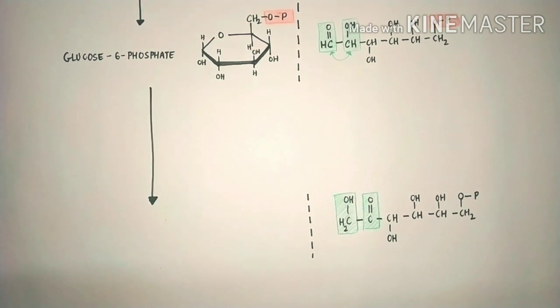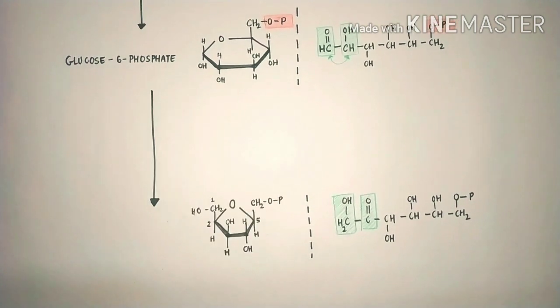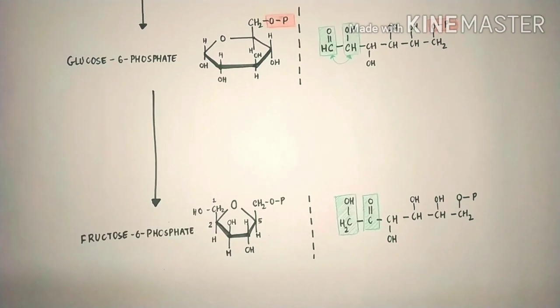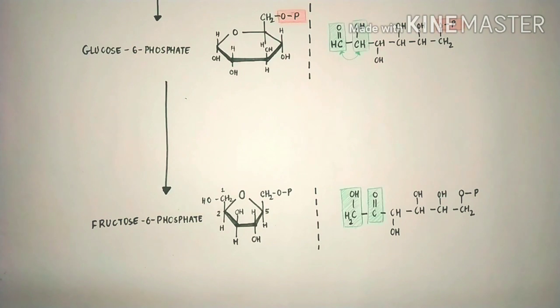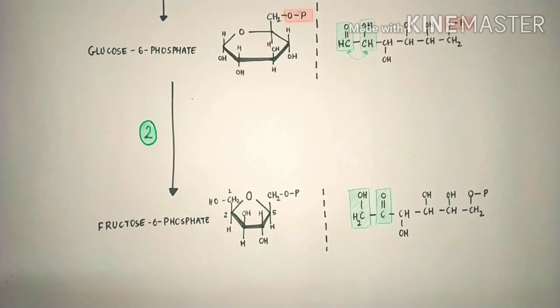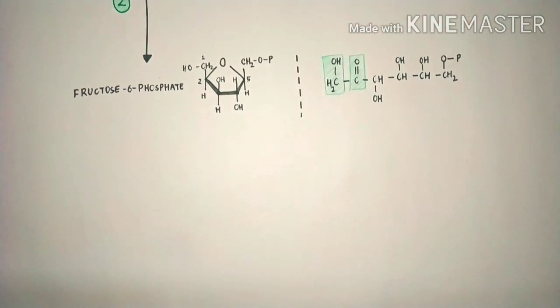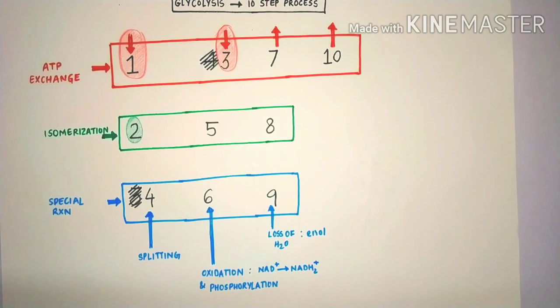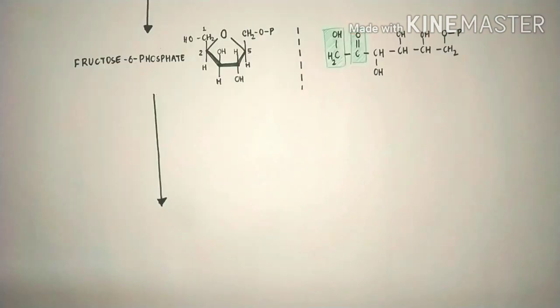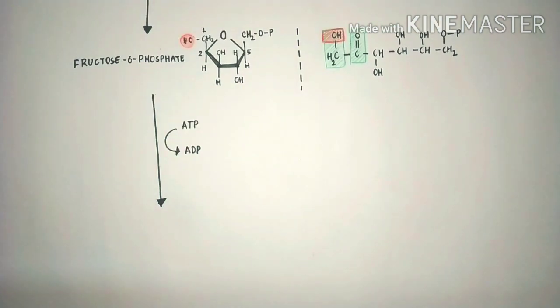Now let's draw the ring structure of fructose. And the name of the compound is fructose 6-phosphate. This was step 2. Step 3, again ATP exchange, wherein ATP will be used. ATP will come and convert into ADP. Phosphate will attack another free OH on carbon 1 just created by isomerization.